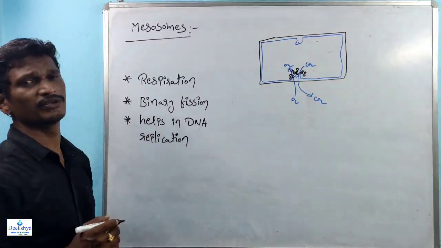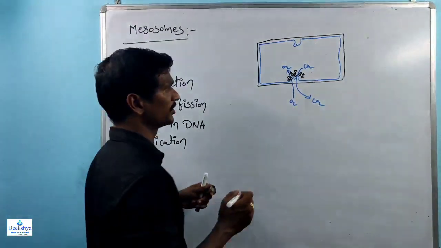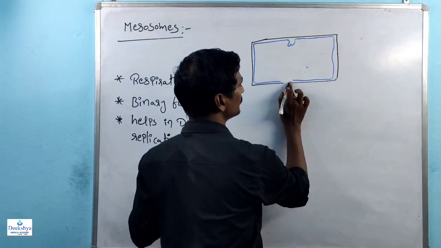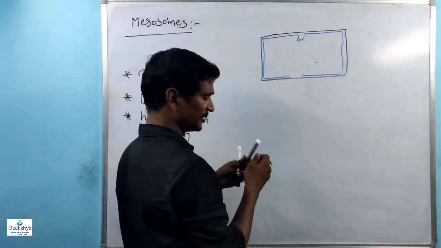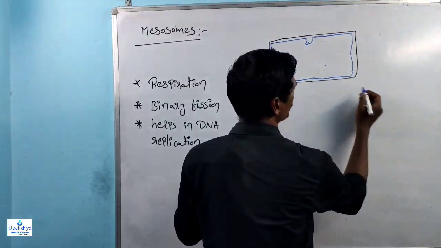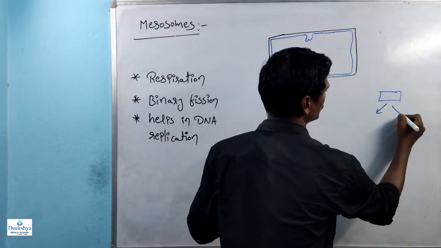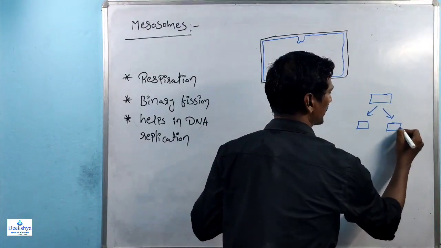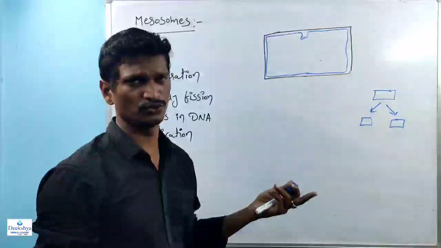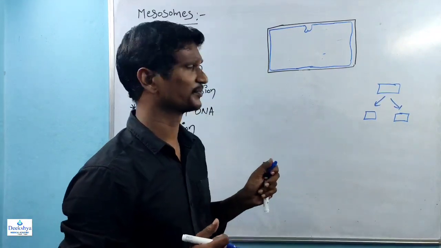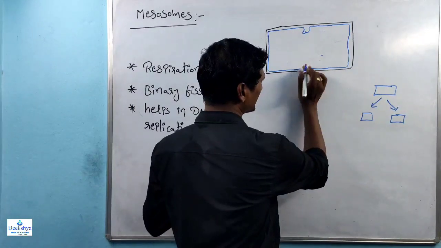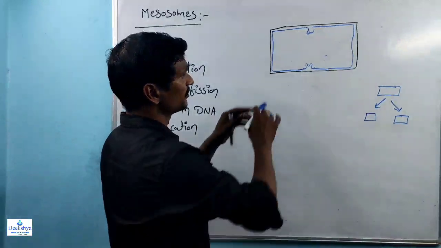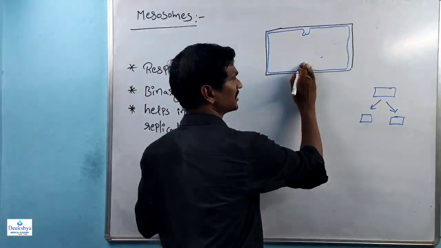And mesosomes also support binary fission. We know that binary fission means one cell is divided into two cells. Suppose this is one bacteria cell. Reproduction of bacteria is done by binary fission, where one bacterium divides into two bacteria. So how does binary fission take place within the bacteria cell? This is one bacteria cell, and there are mesosomes.